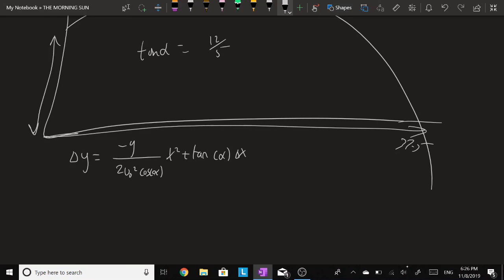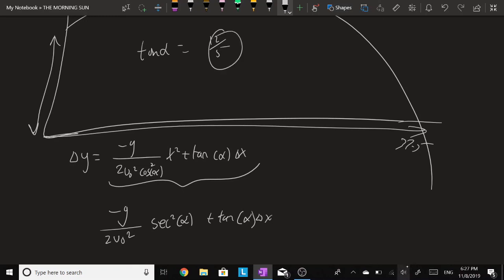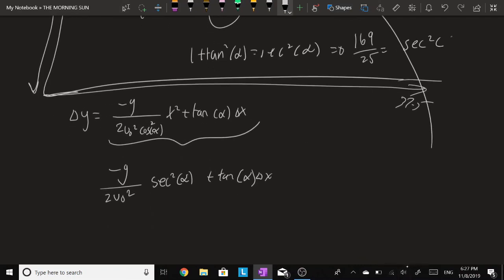My question is, how do we find the cosine of the angle in this case? Simple. We know the relationship between cosine and tangent. In other words, this is cosine squared, so how do we rewrite this? We get minus g over 2 v0 squared secant squared alpha plus tangent alpha delta x. The tangent is given. We know that 1 plus tangent squared is equal to secant squared alpha. If we square the tangent, we get 144 divided by 25, and if we add 1 to that, we get the secant squared. So the secant squared of alpha is equal to 169 over 25.